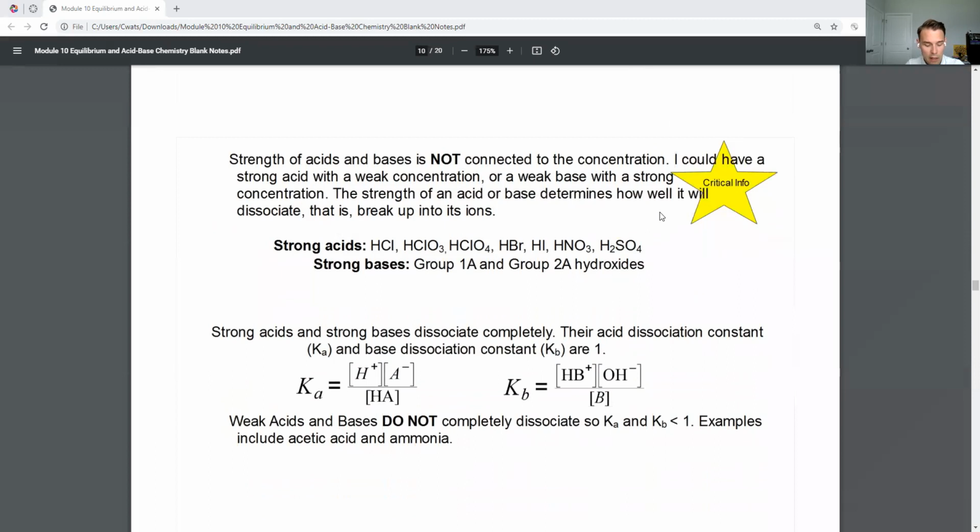So, strong acids. Strong acids and bases, the strength is not connected to the concentration. Super important that we understand that. I could have a strong acid with a weak concentration or a weak base with a strong concentration. Remember, concentration is molarity. The strength of an acid or a base determines how well it will dissociate or break up into its ions.